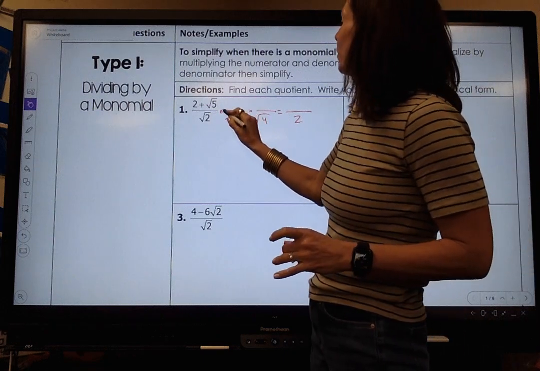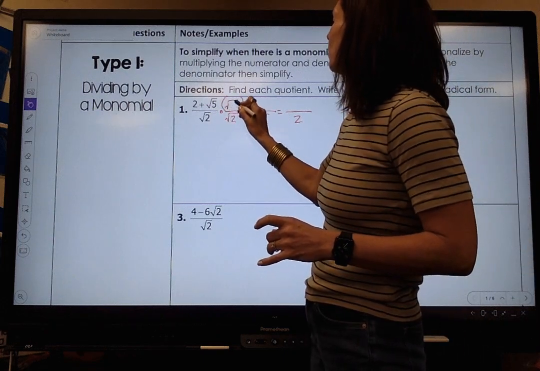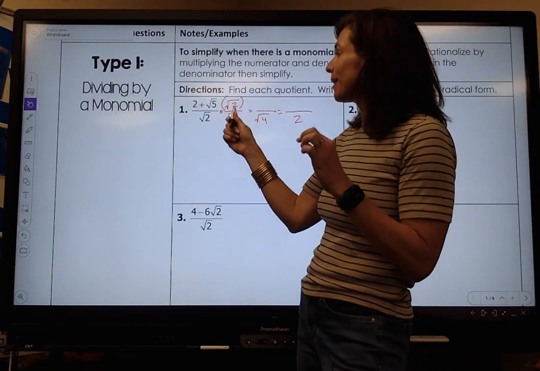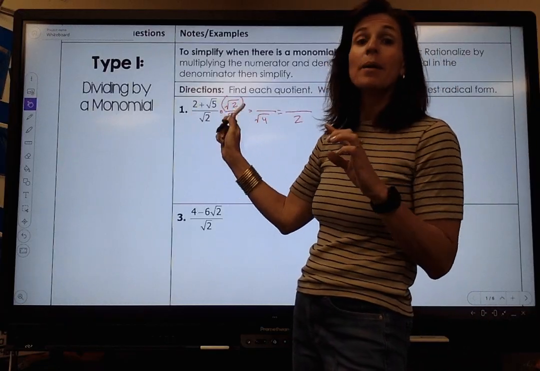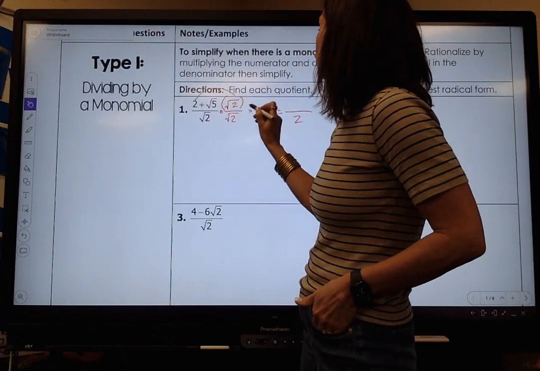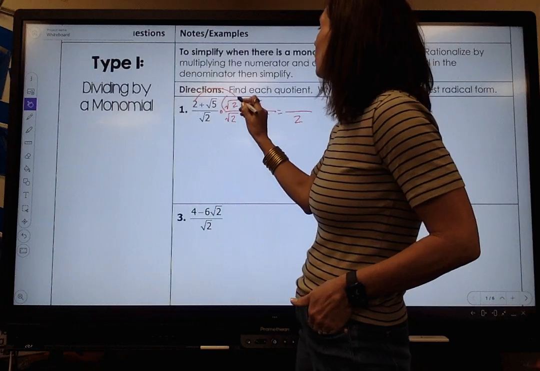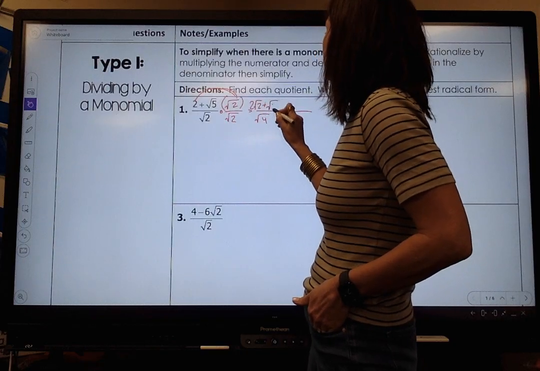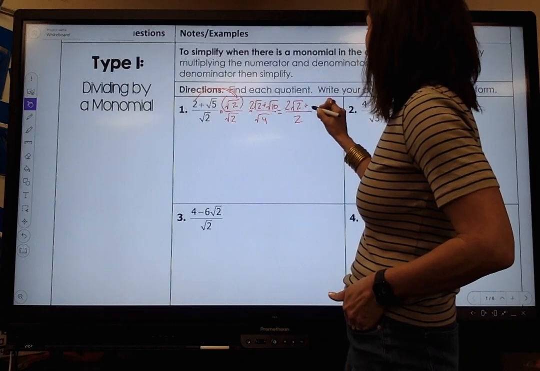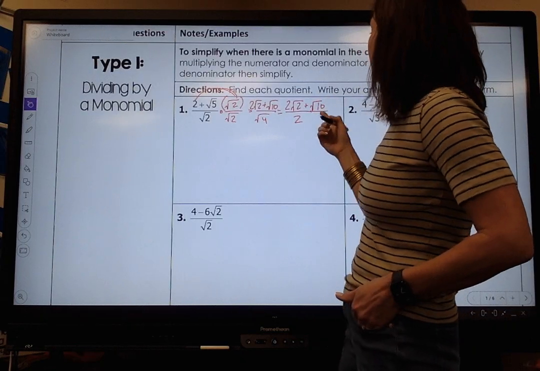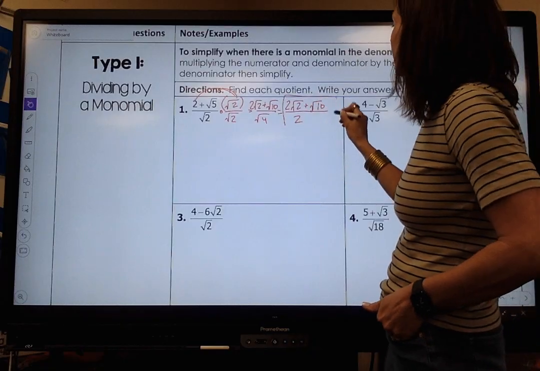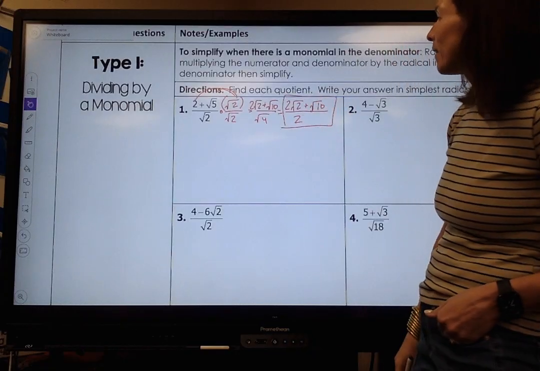And whatever you do on the bottom, you do on the top. So I need to multiply by the square root of 2 up here. You are multiplying this by a binomial. So remember, you must distribute. And I get 2 square roots of 2 plus square root of 10. So now I'm at this section. Can I simplify square root of 10? I cannot. So I am done. And that is my final answer.